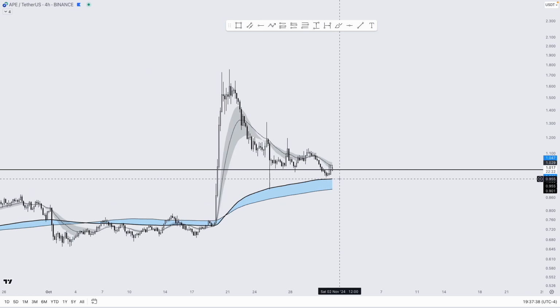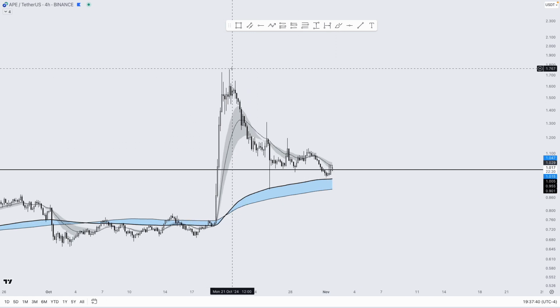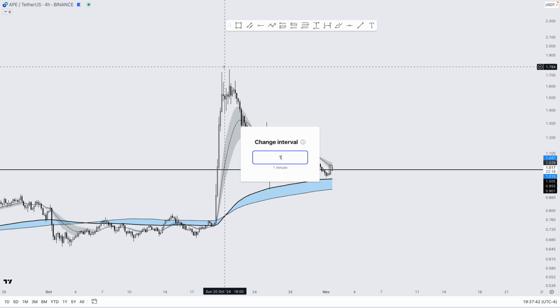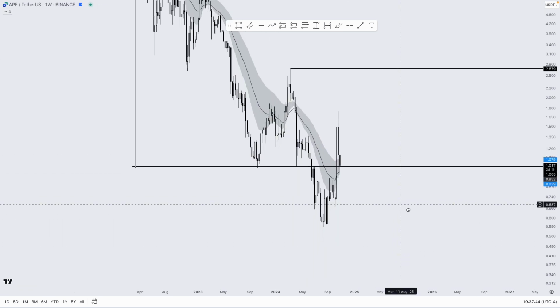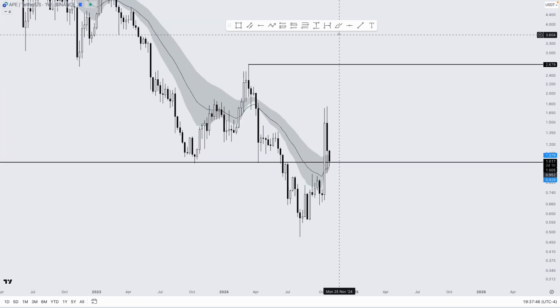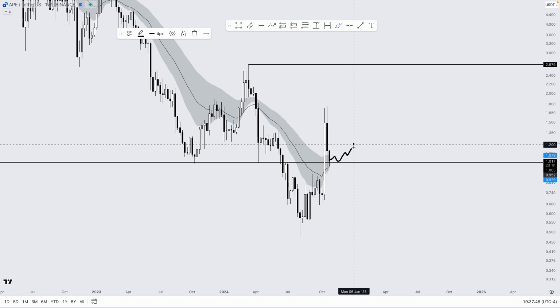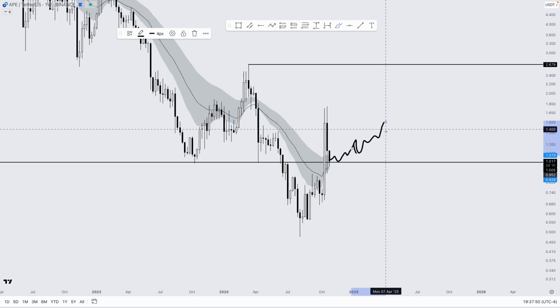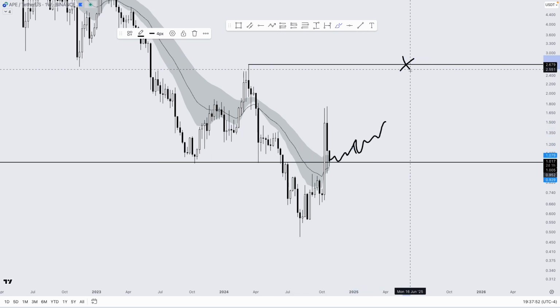So it even tested it with a quick wick here. Absolute shitcoin, to be honest. I do not even know why this pumped so much here. But if it were going to continue higher, in my opinion, it has to hold here. Something like that, and we see this high next.